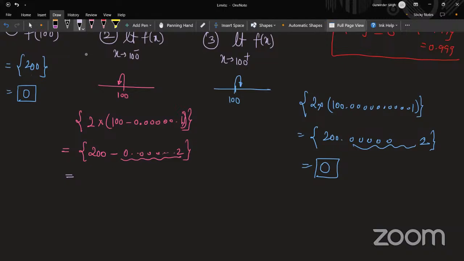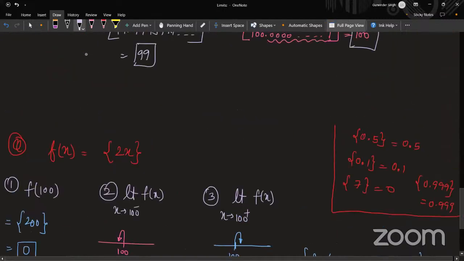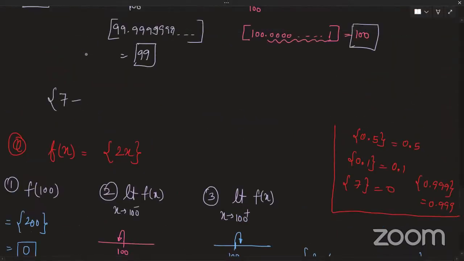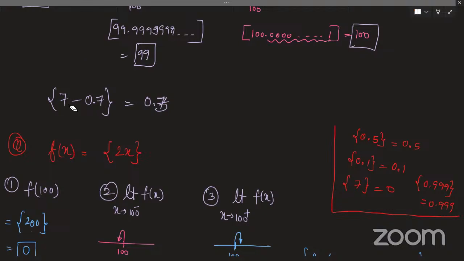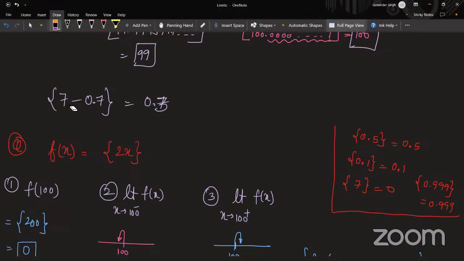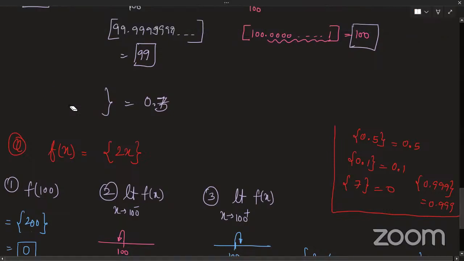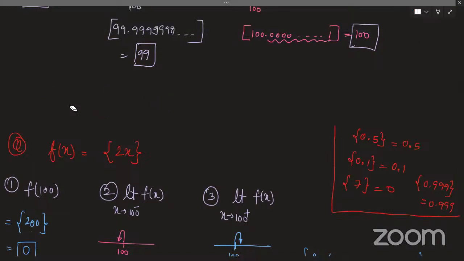Okay, okay. So if I say the fractional part of 7 minus 0.7, will it be equal to 0.7? Will you say this answer is 0.7? No, sir. How much will this be equal to? It will be 0.3. Correct. It will be 0.3 because this thing will become 6.3, right? Yes, sir. So can you think of a similar logic over here?